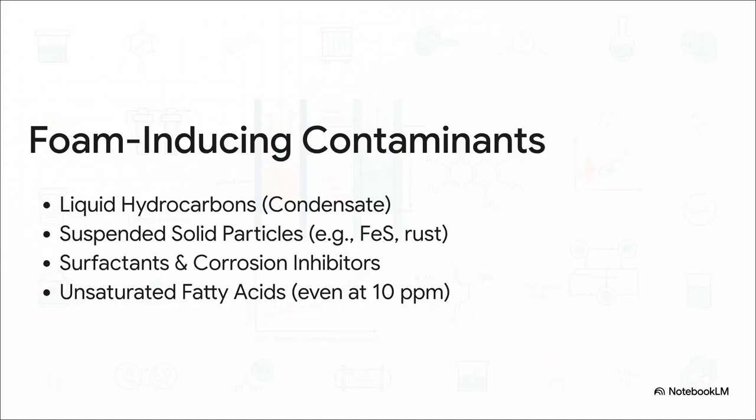So at the top of the list, we have liquid hydrocarbons or condensate dropping out of the gas stream. Then you've got solid gunk, mostly corrosion products like iron sulfide. And here's an ironic one. Chemicals we add on purpose, like some types of corrosion inhibitors, can act as surfactants and promote foam. And just look at that last point. It doesn't take much. We're talking parts per million of things like fatty acids to start seeing a real problem.